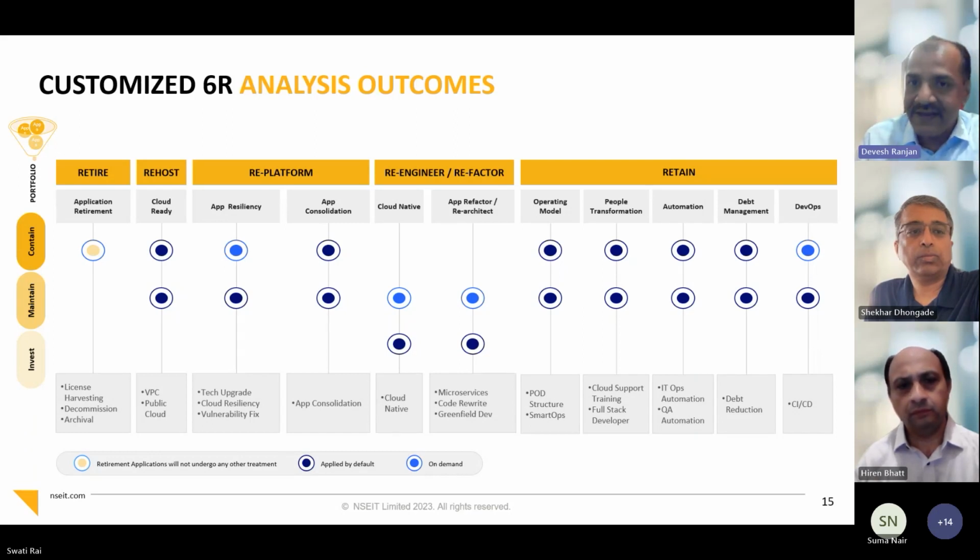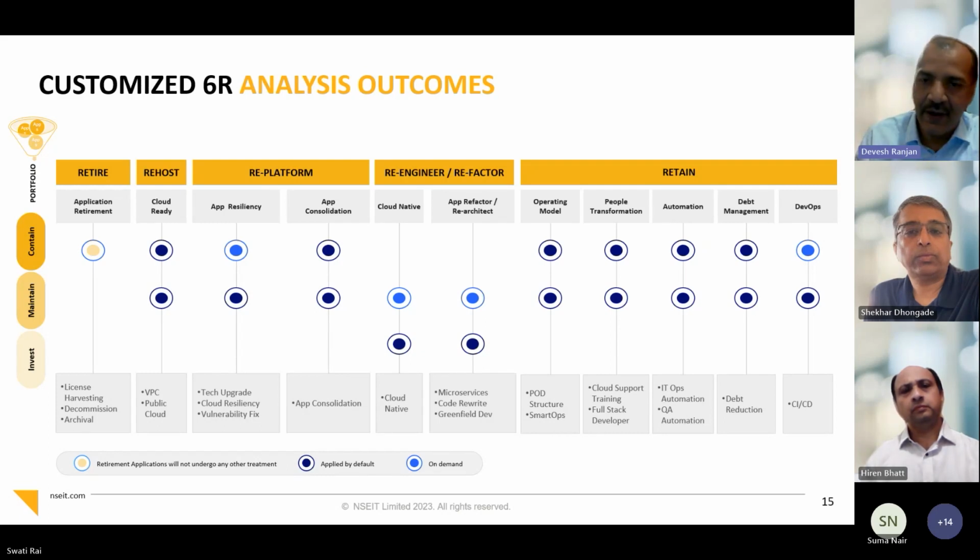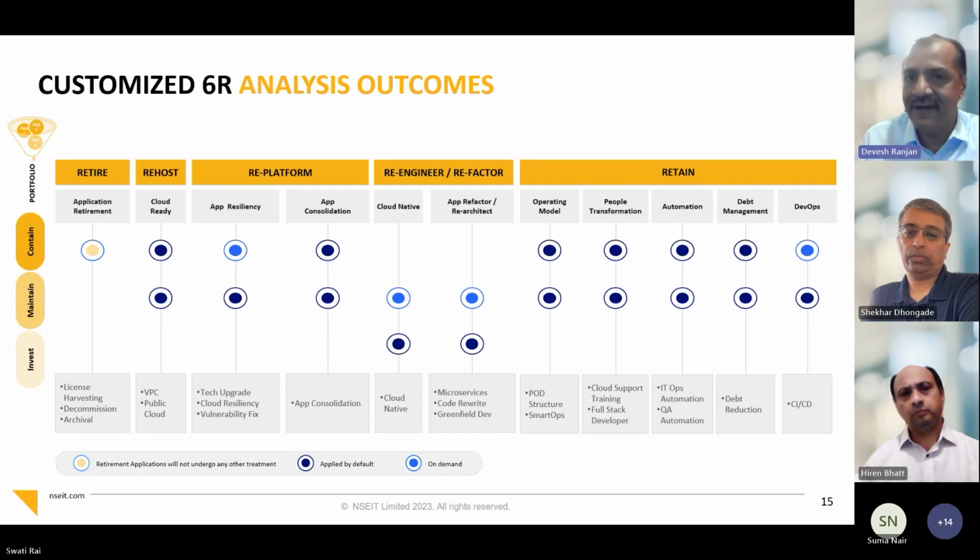And one of the most critical things is the people transformation. So what kind of technology skill sets or training should be provided to the people who are going to support and upgrade these applications? That is something that we definitely focus upon. Plus the operating model. In terms of your entire support structure, can you look at some alternative operations model, leveraging maybe a pod kind of structure, or something like smart ops, which would provide you with additional benefits even on this application category, which is bucketed under retain.